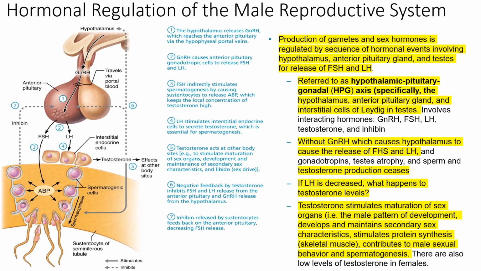But again, if luteinizing hormone is decreased, well, that's going to cause the interstitial cells of Leydig, which are found outside of the seminiferous tubules, by the way, that's going to cause that decrease in testosterone levels. And without testosterone levels being high enough, then all of the maturation and development and protein synthesis that would normally occur for males would not occur. So that can be a problem.